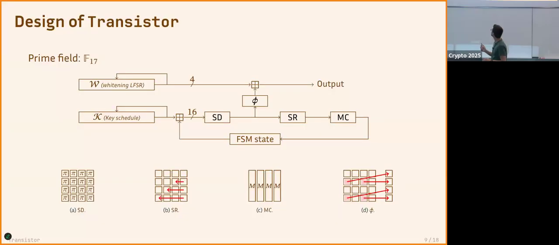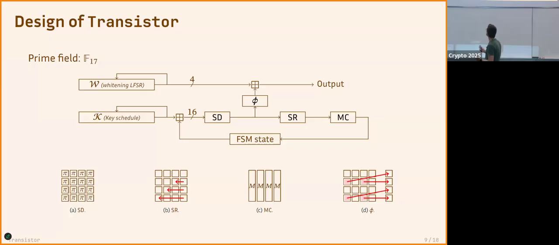Okay. So with that in mind, we can move to the actual specification of Transistor. So Transistor looks like this, and I'm going to go through its different components. You may notice that we are working in F17. I'm going to elaborate on that later. And how does it work? You have a state here that is looping on itself, and the state is a square grid of F17 elements.